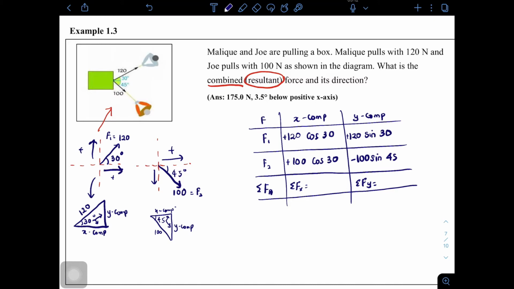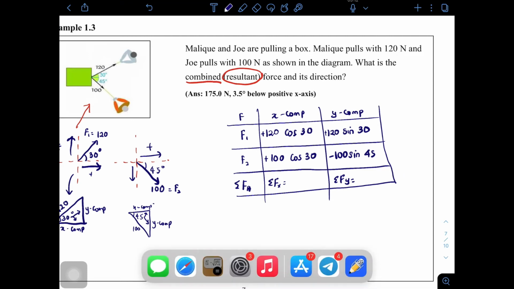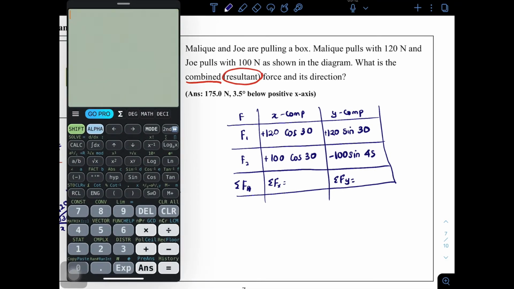To find the resultant force, we need to find the total Fx and Fy components. So we have to find the value for the x component. Total means you have to total up all of the forces in the column: 120 cos 30 plus 100 cos 45. Make sure you calculate in degree mode because you are using degrees. So we will get 174.6337. Before finding an answer, take at least 4 decimal places. For y: 120 sine 30 plus negative 100 sine 45. So this is negative 10.7107.